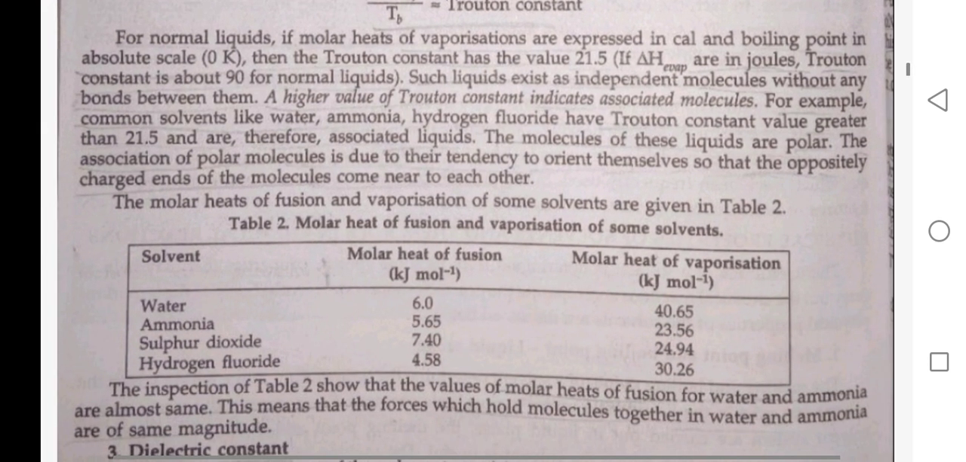The molar heat of fusion and vaporization of some solvents are given. The solvent water has a molar heat of fusion of 6.0 kJ per mole and a molar heat of vaporization of 40.65 kJ per mole. Ammonia has 5.65 kJ per mole heat of fusion and 23.56 kJ per mole heat of vaporization.